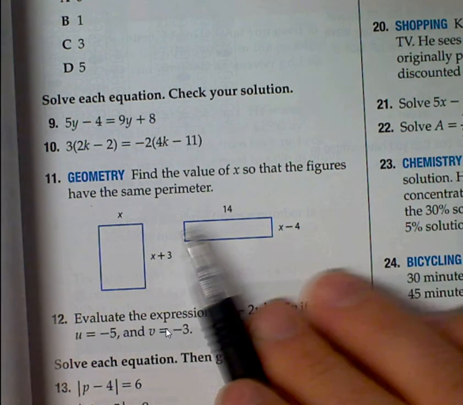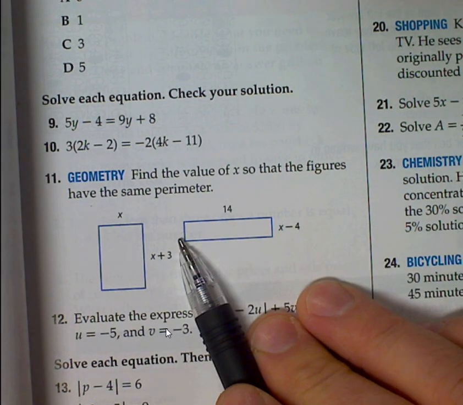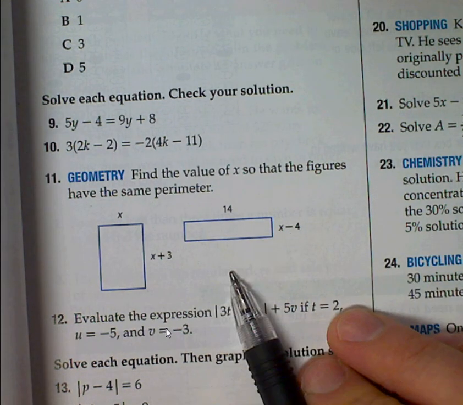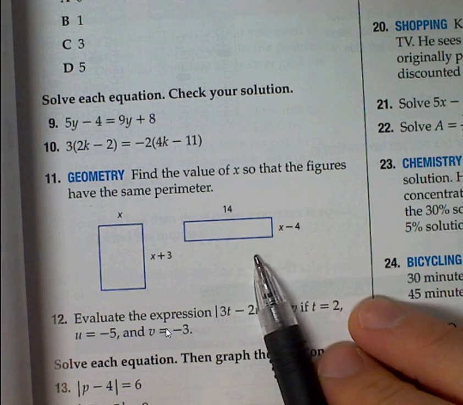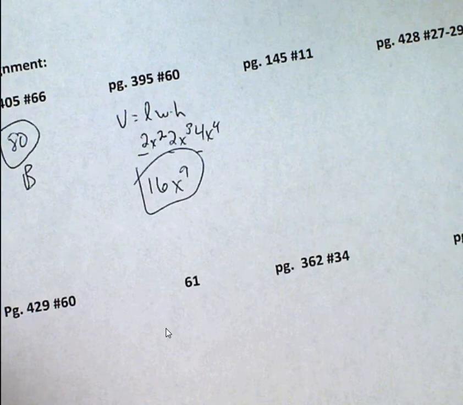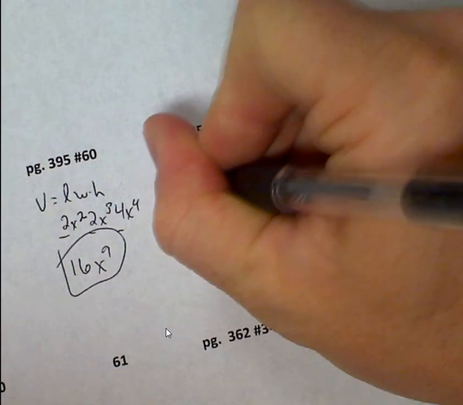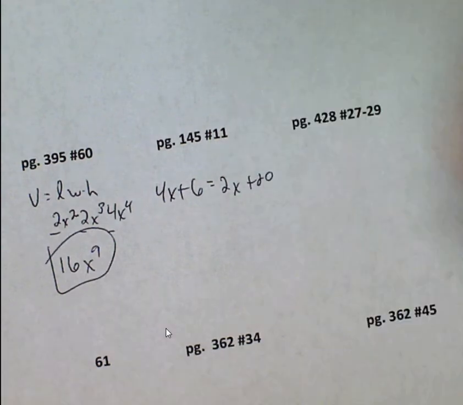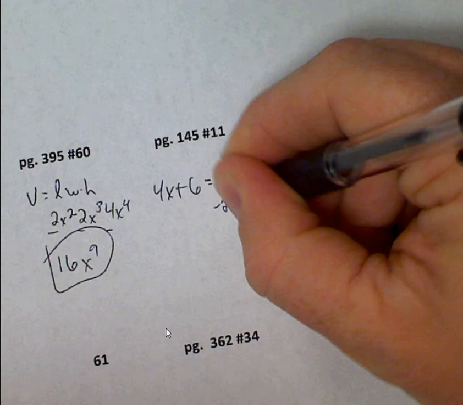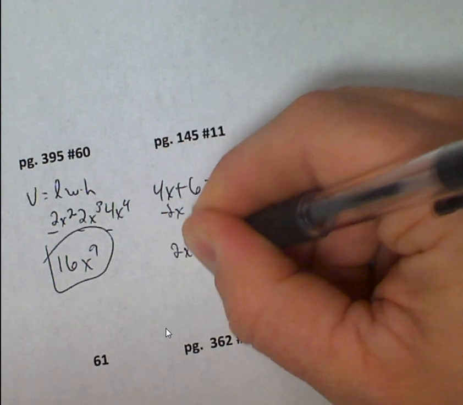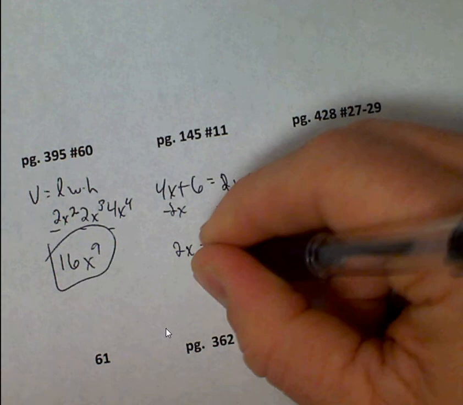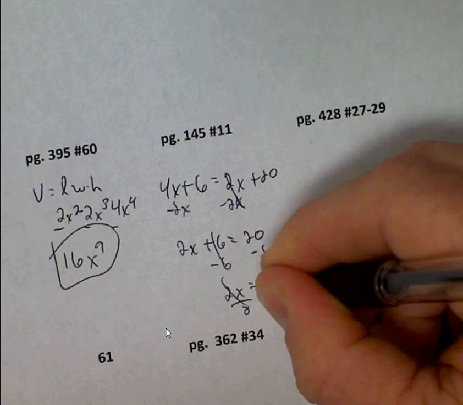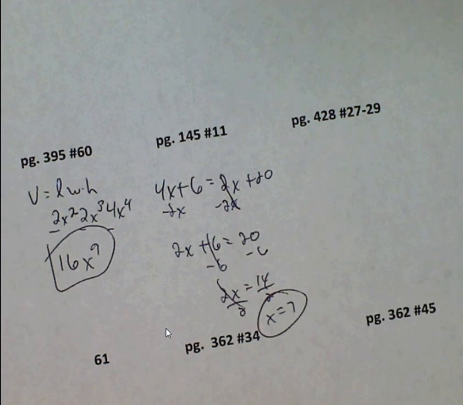Over here, I have an x, which means another x would be over here, so that's 2x. 14 minus 4 is 10, so I would have another 10. So this would be 2x plus 20. 4x plus 6 equals 2x plus 20. Minus 2x, 2x plus 6 equals 20. Minus 6, 2x equals 14. Divide by 2, x equals 7.